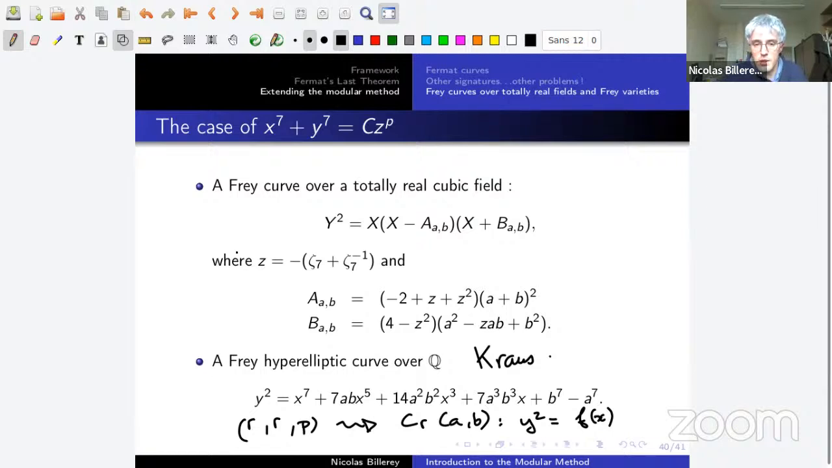Then the second thing is that Diamond has developed a very general program to attack the generalized Fermat equation using not only Frey curves but Frey abelian varieties. These Frey abelian varieties are defined over function fields, and you specialize them at some specific point, and you get abelian varieties defined over Q, which are adapted to the study of the Fermat equation of signature, let's say, (r, r, p). And it turns out that these hyperelliptic curves constructed by Kraus can fit into Diamond's program.